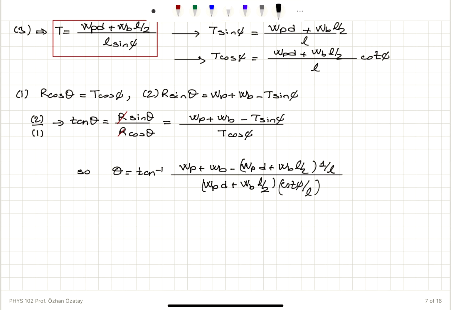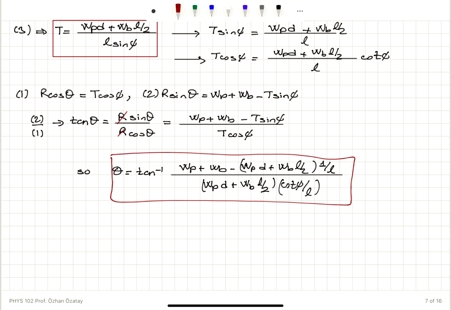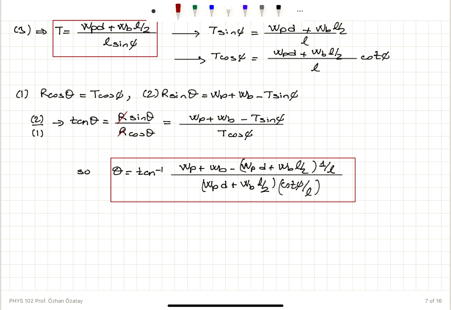And you can see the 1 over L's will cancel here. So you will have basically just the parentheses remaining. The 1 over L's will not cancel because there's a WP plus WB, so that would be a mistake. Okay, so this is the answer basically. The 1 over L's would cancel if this term were not present, but it is present, so we cannot cancel. Okay, so this is our final answer for theta.